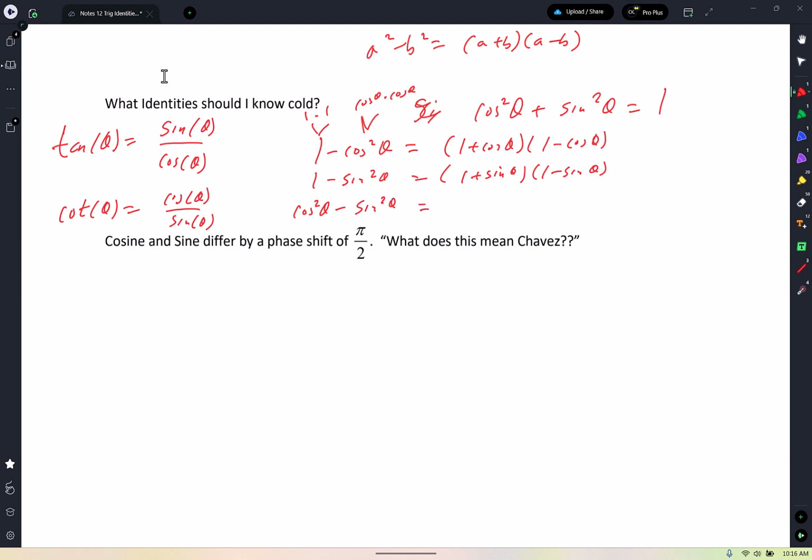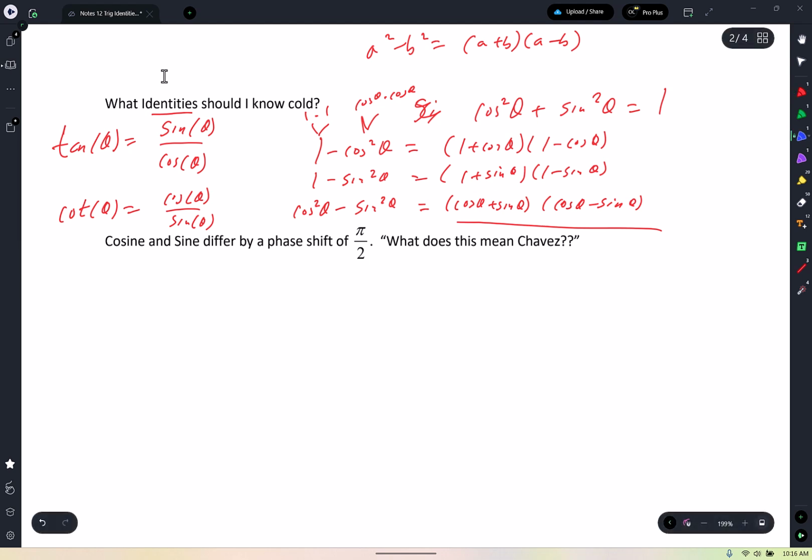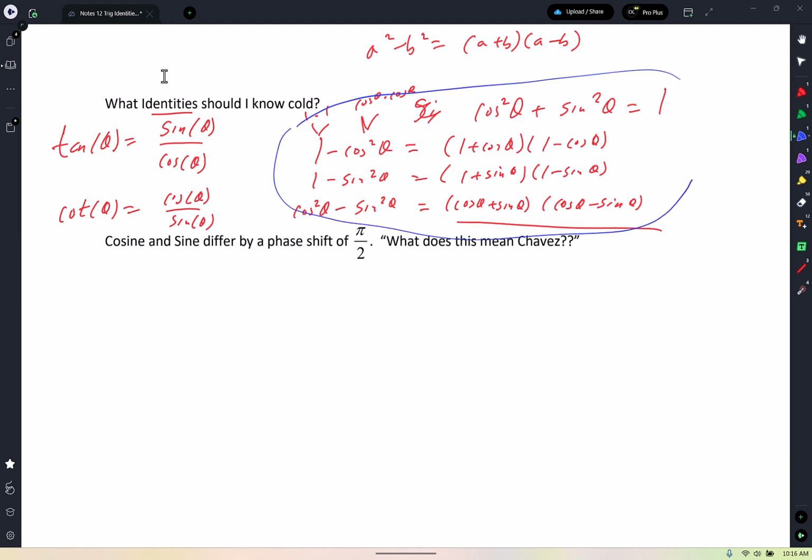That's the difference of squares. Cosine theta plus sine theta times cosine theta minus sine theta. Now it does say what identities. This is not necessarily an identity. This is just algebra. But it'd be nice if you knew that. Cool or not cool? Okay, so what I'm circling are not necessarily identities. It's just algebra. I'm going to put algebra.